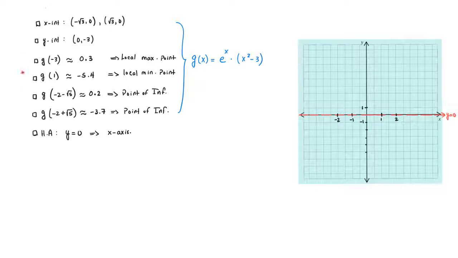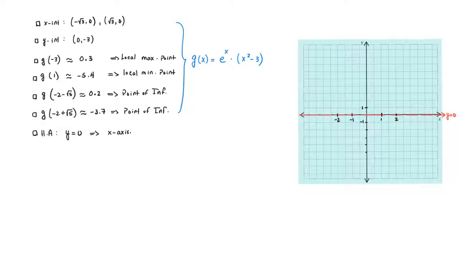Here you can see that I have collected all of those important points. I have the x and the y intercept. I have the y value at negative 3. That was a local maximum, the local minimum, then the points of inflection. I have 2 of those. And then just as a reminder, the x-axis is a horizontal asymptote. So now we can start our sketch.